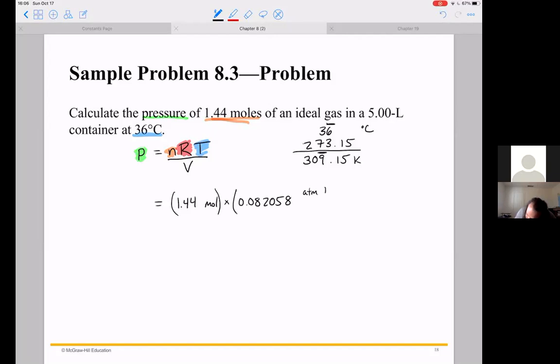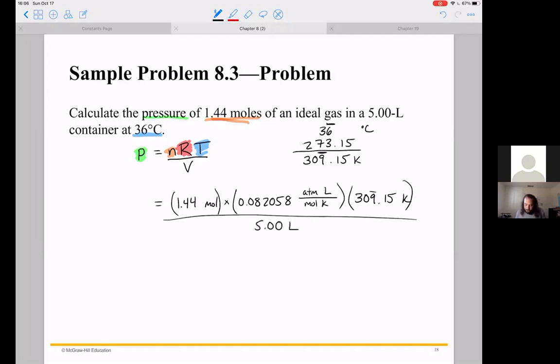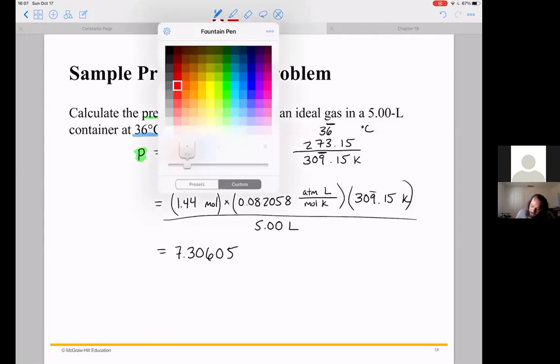And those units were atm, liter per mole, Kelvin, and then times our 309.15 Kelvin with that last sig fig marked, divided by the volume, which was 5.00 liters. All right, punch that into the calculator, and what you're going to get on the other side is 7.30605.